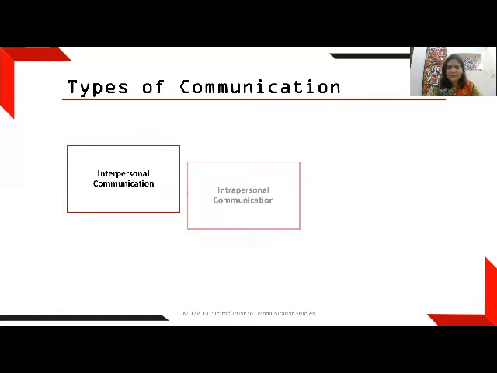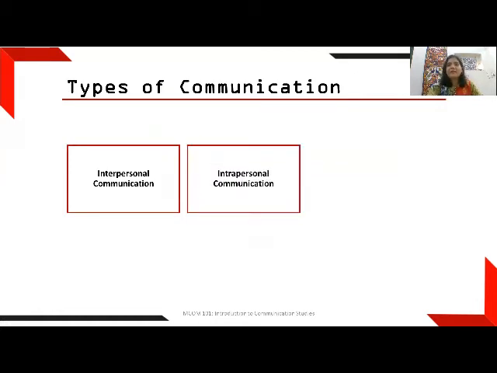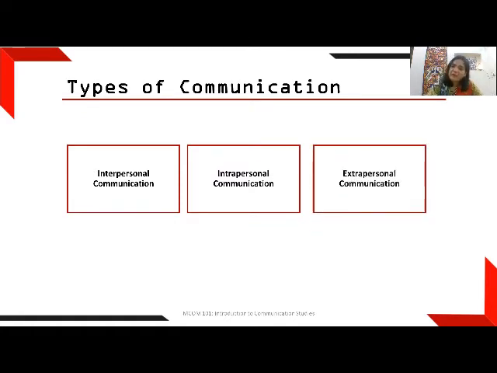and these people are in varying relations to each other. Then intrapersonal communication is something that happens within our own selves. It's our own self-talk. It's communication which is happening internally. Then extrapersonal communication is something that we do with non-human entities, with environment, with pets, with perhaps some inanimate objects, but that is still communication.